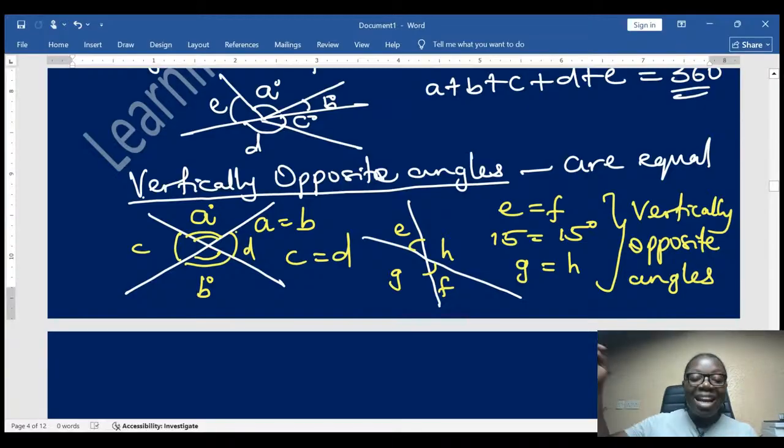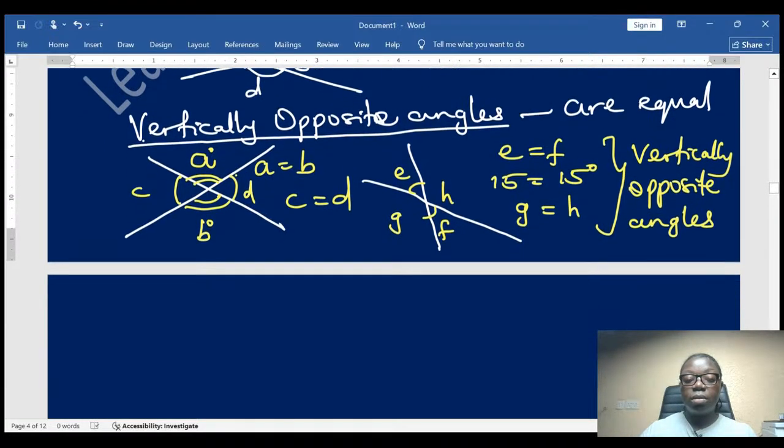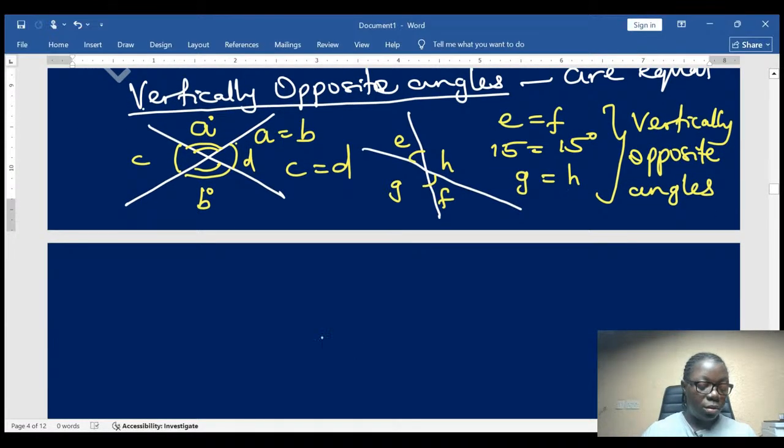Now, the next type of angles. Let us find missing angles with what we have learned. Find the missing angles.